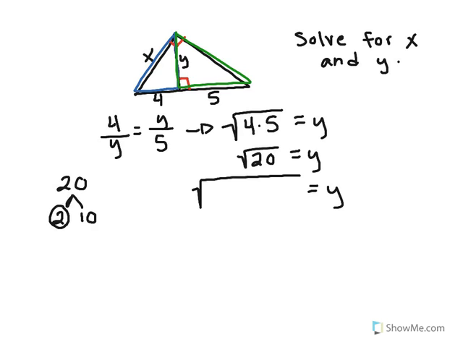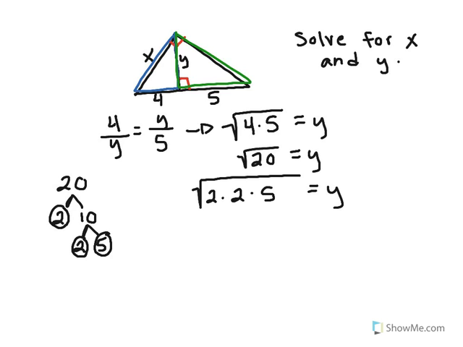2 happens to be a prime number. A prime number is a number that is only divisible by 1 and itself. So 2 is a prime number. Now 10 is not, so we're going to keep breaking it down. So 2 and 5, and 2 is prime, so is 5. So I'm going to write all of those factors underneath my radical, or my square root, just like so. 2 times 2 times 5.